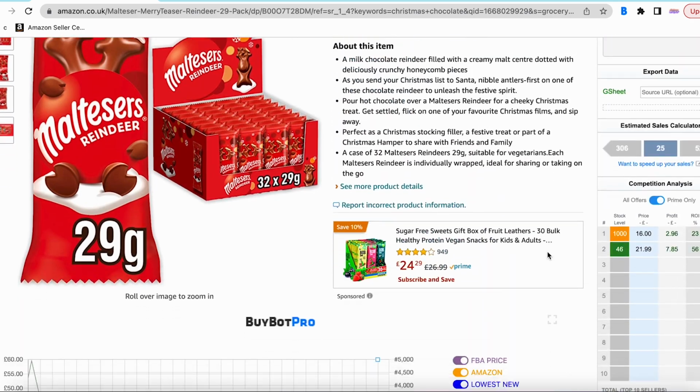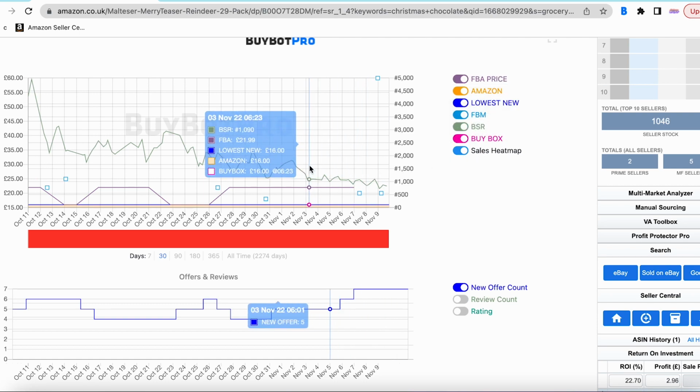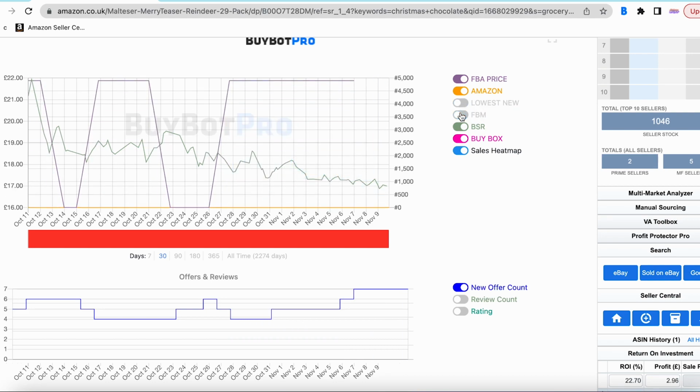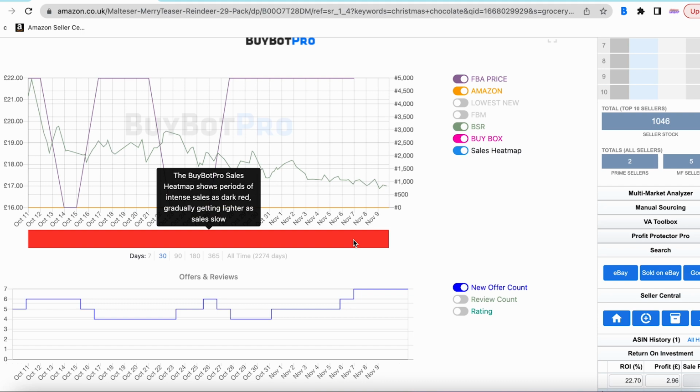So we scroll all the way down to the bottom, just here. So to start off with, we have these down the right hand side. So we've got the FBA price, Amazon, lowest new, FBM, BSR, buy box, and the sales heat map. And these all correspond with the right colour on the chart here. So if we just turn off lowest new and FBM just for a moment, because we're really not interested in those just at this second. And the sales heat map is this heat map along the bottom. You can just see that I've toggled it on and off. And this shows intense periods of sales. So as it says just there, the BuyBot Pro sales heat map shows periods of intense sales as dark red, gradually getting lighter as the sales slow down.